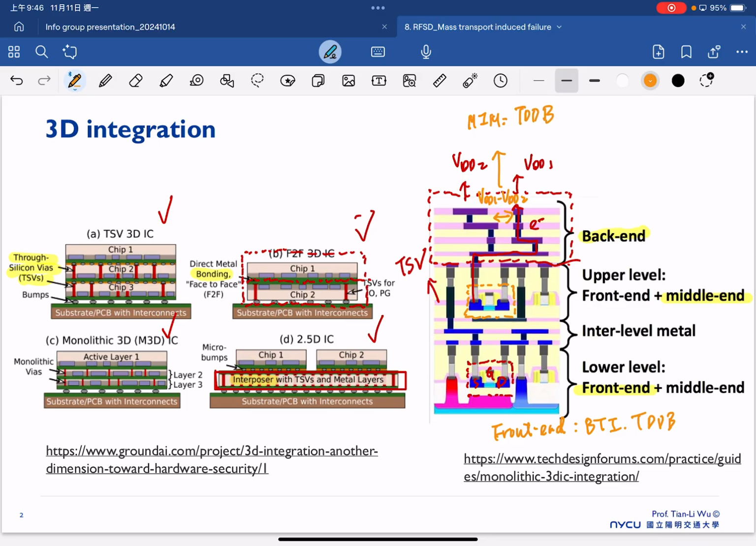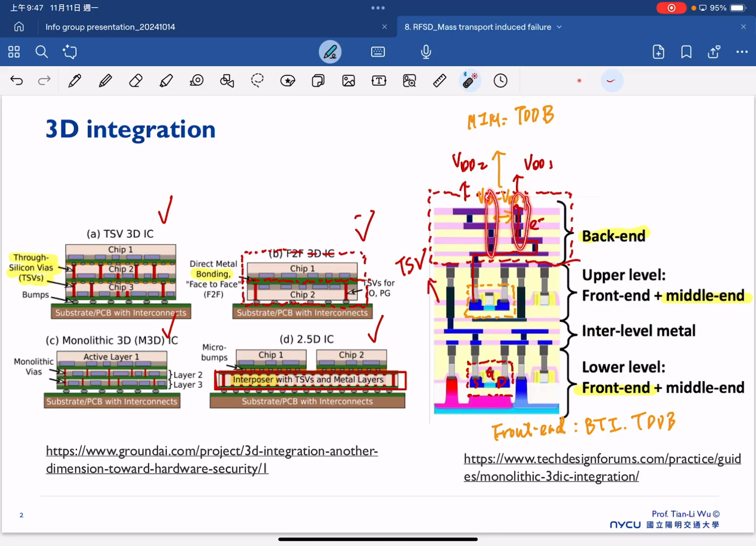So TDDB is actually another very important issue in the back end as well, not only in the front end, not only in the gate dielectric, not only in the transistor, but it's also very crucial in the back end. In this region, we try to provide a constant bias to activate our transistor and provide a signal. As long as we have a voltage difference between these two metal connection lines, we always have TDDB issues in the back end as well.